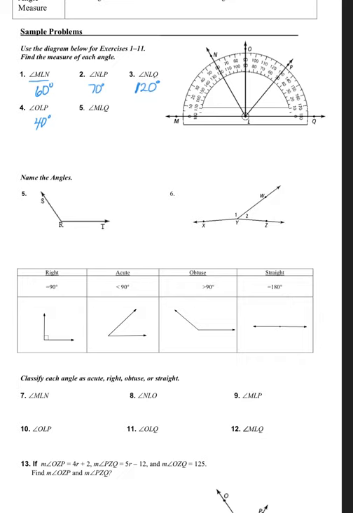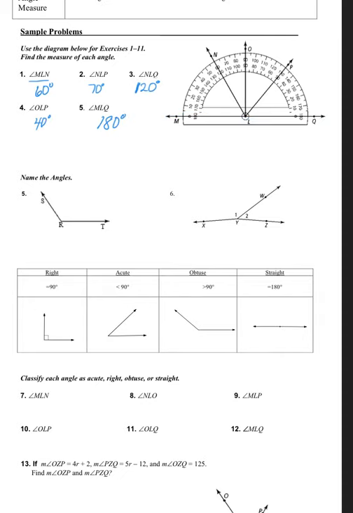And our last one, number 5, MLQ. So from M to L to Q. Now notice this one is a straight line, and we know a straight line is 180 degrees. And if I look on the outer track, from 0 to Q is 180 degrees. So this is 180 degrees.